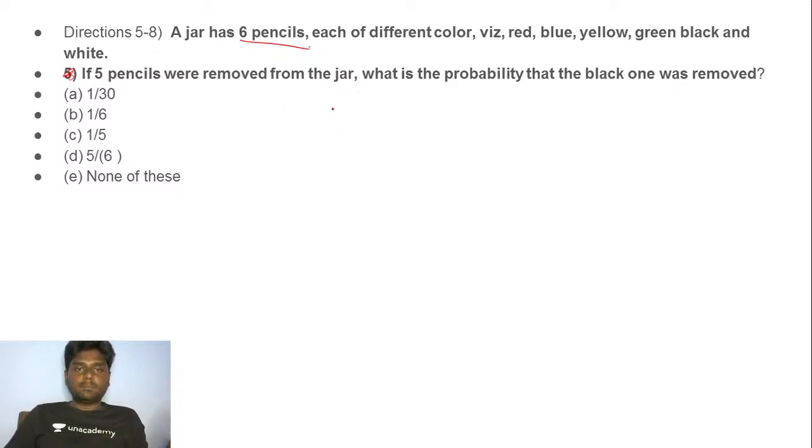So guys, listen very carefully. Totally, you have how many pencils? You have 6 pencils, all of different colors, namely red, blue, yellow, green, black, and white. And they are telling you that out of 6 pencils, if 5 pencils are removed, you need to find what is the probability that the black one was removed. Come on, what's going to be the right answer for this?